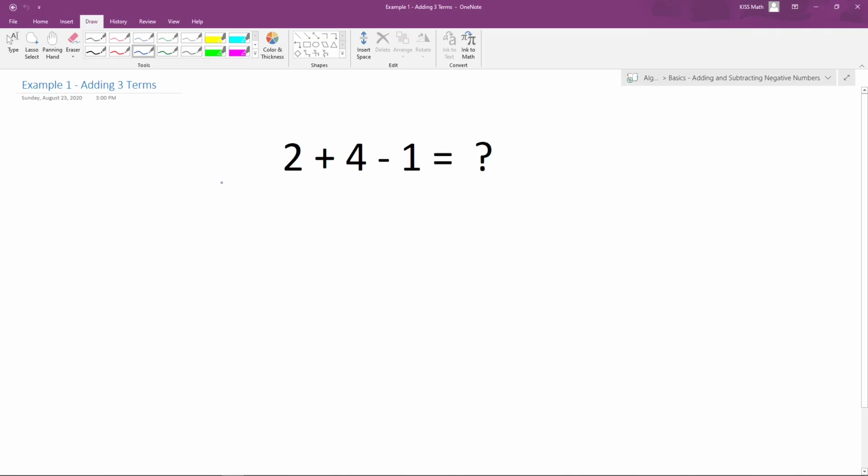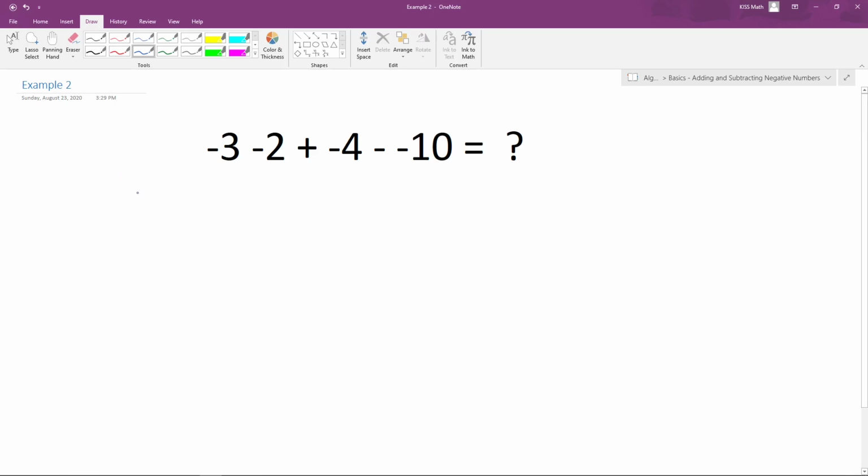So far, we've only been looking at two numbers at a time. If there are more than two, we can just break it up and do one operation at a time. So in this example, we can just look at this 2 plus 4 component, which is 6. And then we still have our minus 1 left. And 6 minus 1 gives us 5.